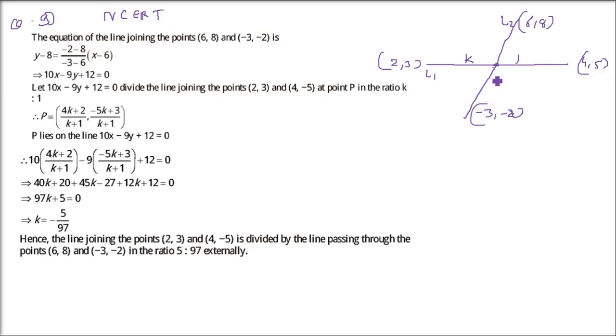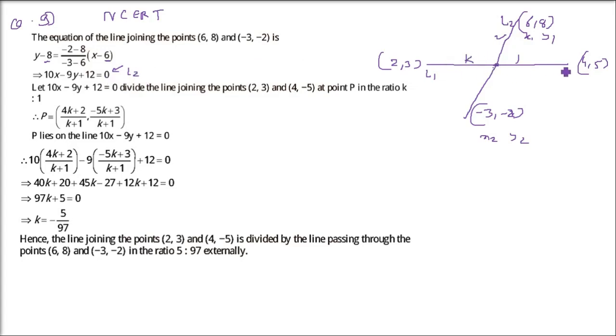So better is to find out the equation of L2. First we will try to find out the equation of line L2. For that it is quite easy. y minus y1 equals (y2 minus y1) by (x2 minus x1) times (x minus x1), where you take this as (x1, y1) and this as (x2, y2). So the line equation will be 10x minus 9y plus 12 equals 0. Now this line equation we have found. This is L2 you assume it to be.